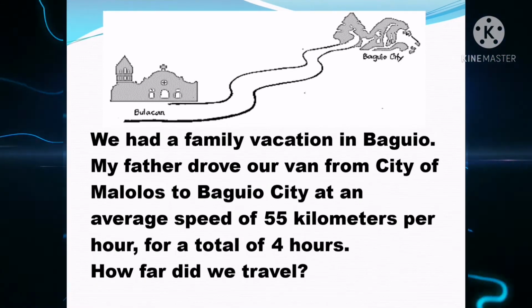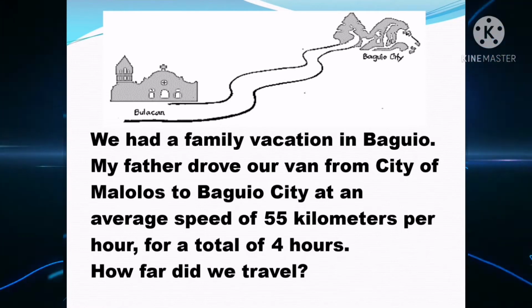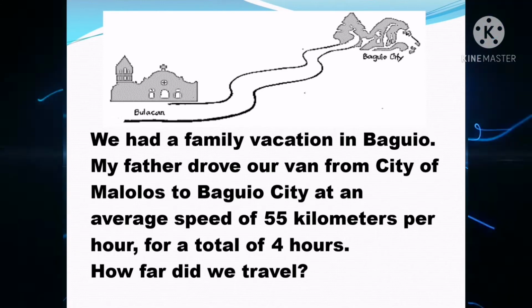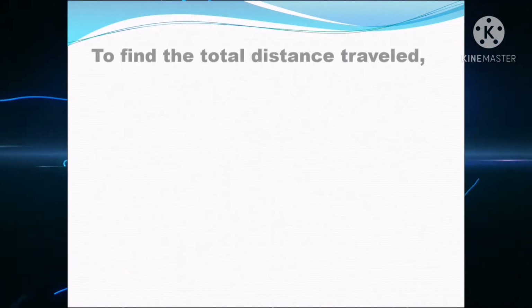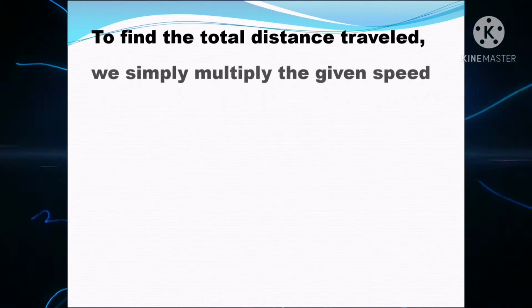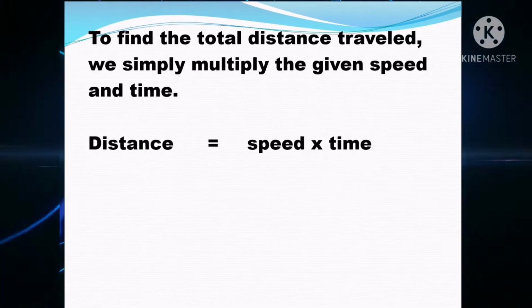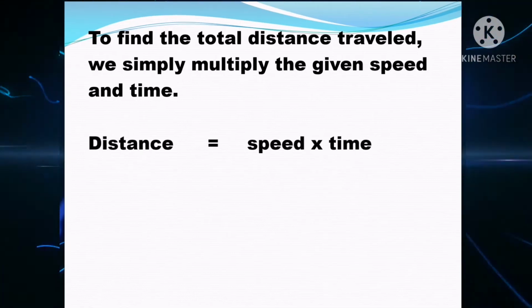Now let us try to analyze this situation. We had a family vacation in Baguio. My father drove our van from the city of Malolos to Baguio City at an average speed of 55 kilometers per hour for a total of 4 hours. How far did we travel? To find the total distance traveled, we simply multiply the given speed and time. So we have distance equals speed times time.